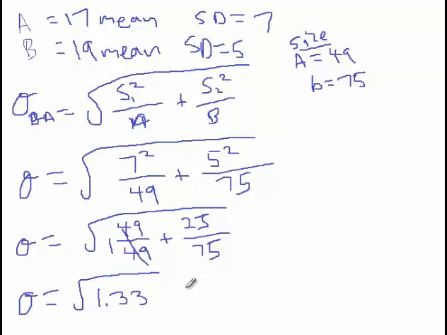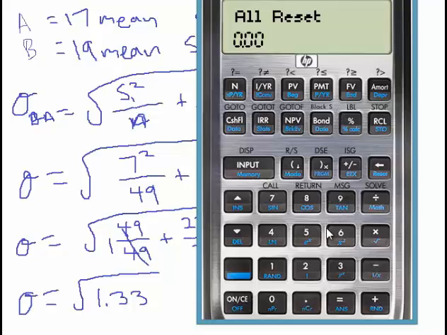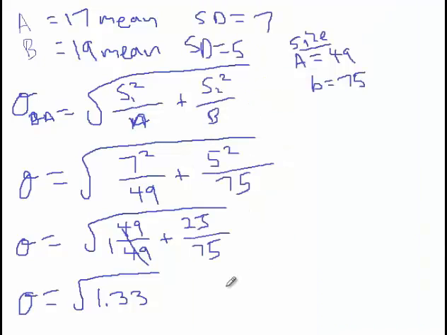If you take the square root on a calculator, 1.333 and so on comes out to 1.15. If we round to another place, it comes out to 1.155. Of course, it keeps going, but we'll round it to 1.155. This is the standard deviation of the difference between quantity A and quantity B.